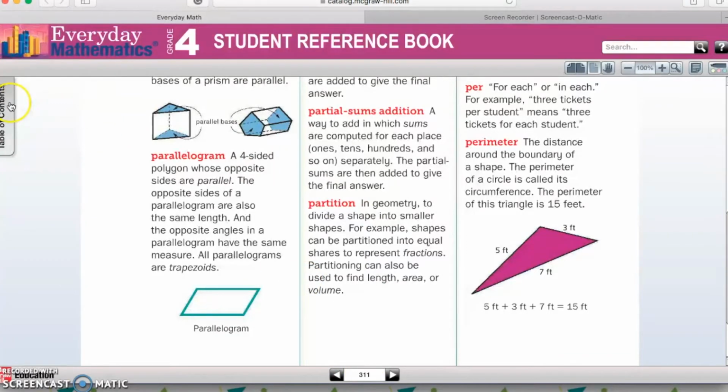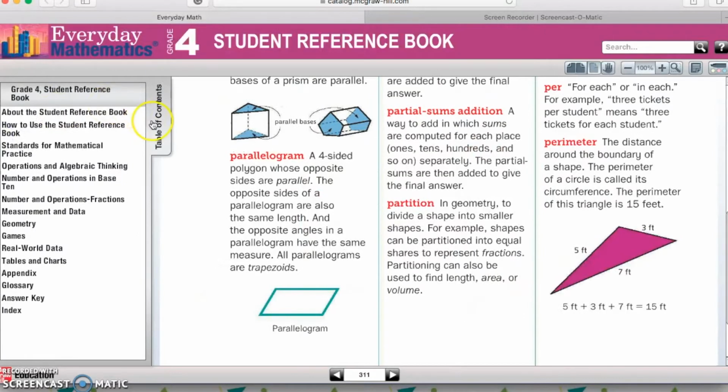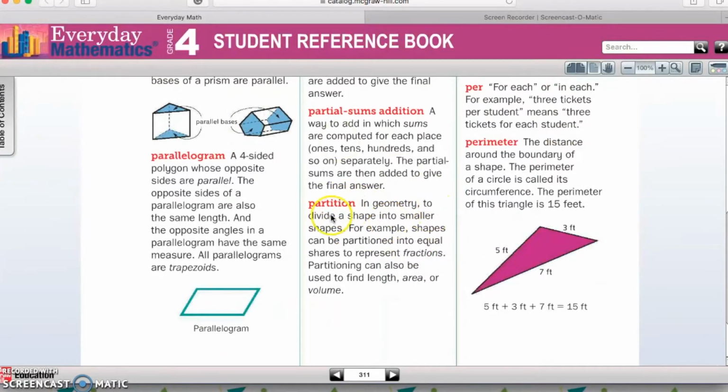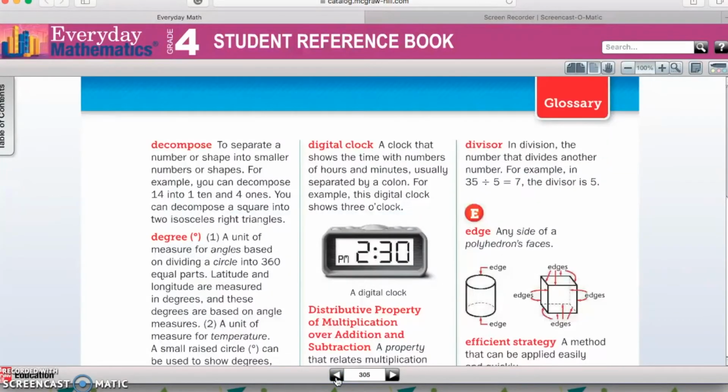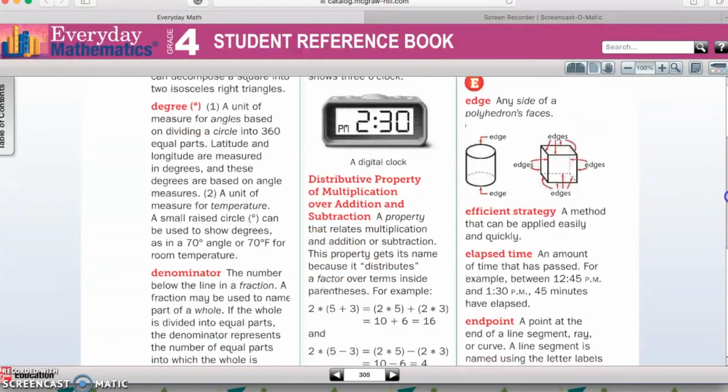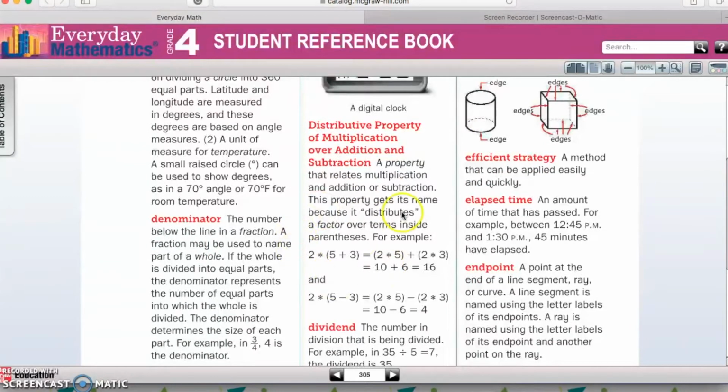Just a reminder, if you can't find the glossary, right over here on the side there's the table of contents. You just click on that and then find glossary at the bottom. Here's our word partition, and then if I click the back arrow to go back to page 305, right here I have decompose, and our last vocab term is the distributive property of multiplication. It includes the example I showed to you guys, and it also provides another example.